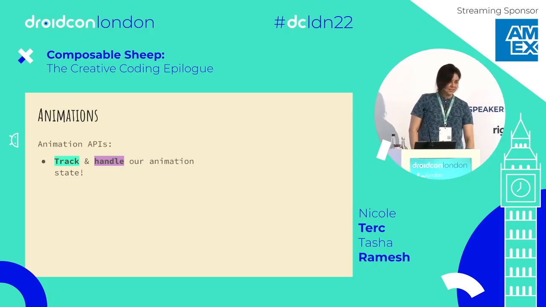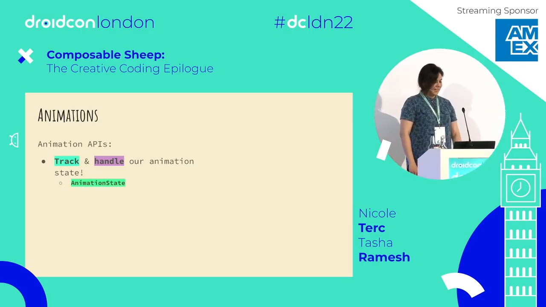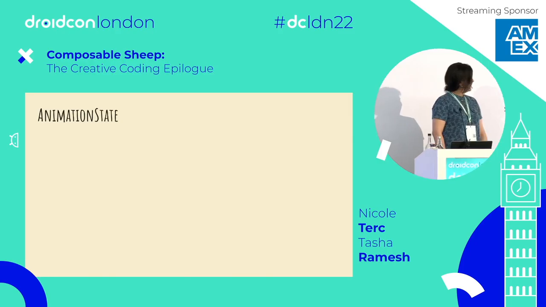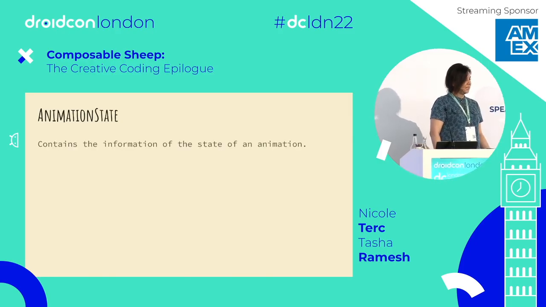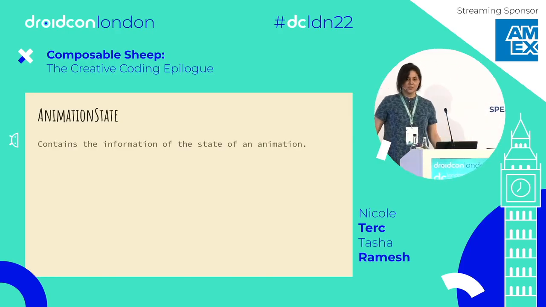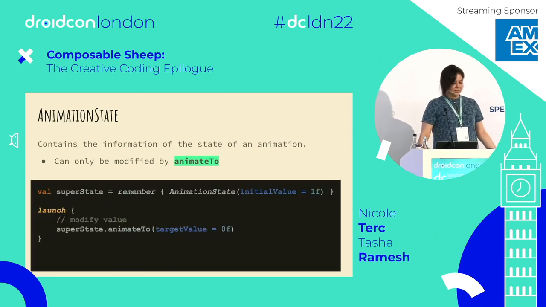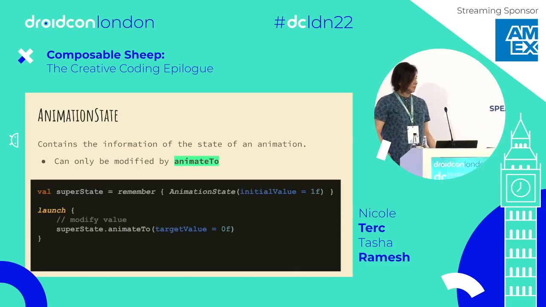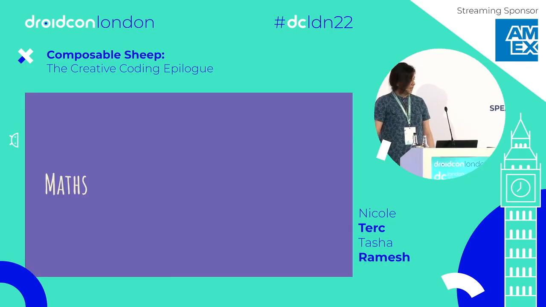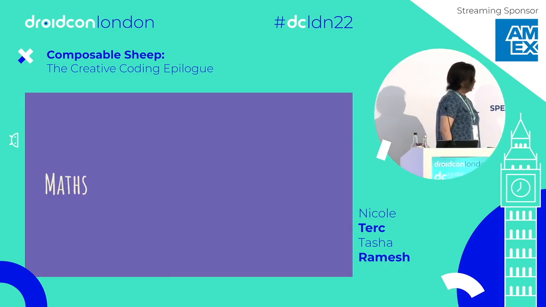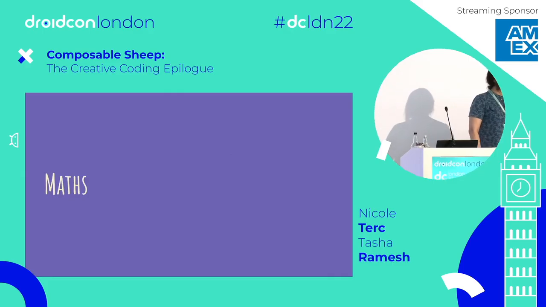And how are we going to be doing that? Using the really aptly named animation state class. For those who don't know animation state, this is basically a class that contains all the information of the state of an animation. And once it is created, it can only be updated by animate2. Don't think too much about it. You can see a small example in here. Basically, you just create the thing and just change things and then just read things. That's everything this class is going to be, a container of our animation state. Nice. Now that we have the compose part over, what are we going to be using from maths?